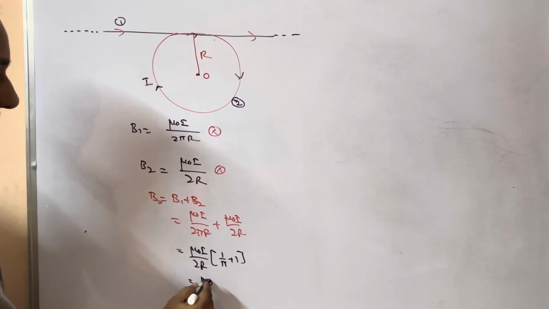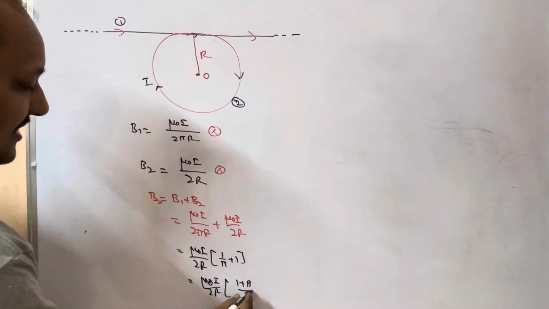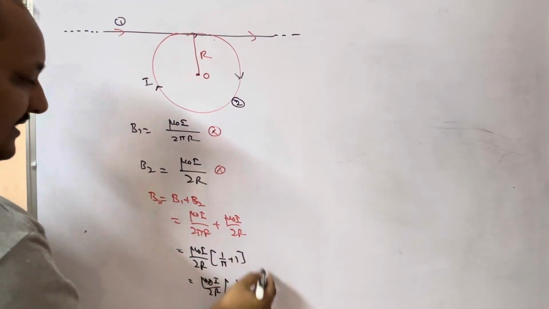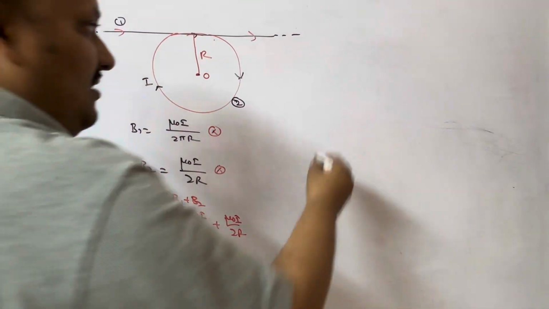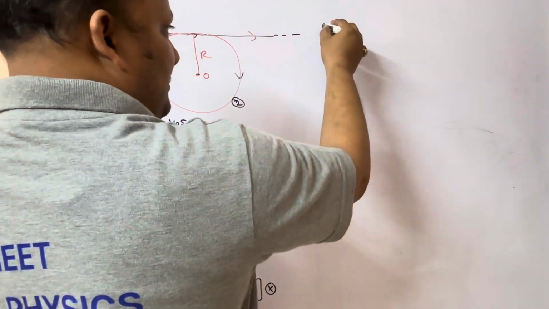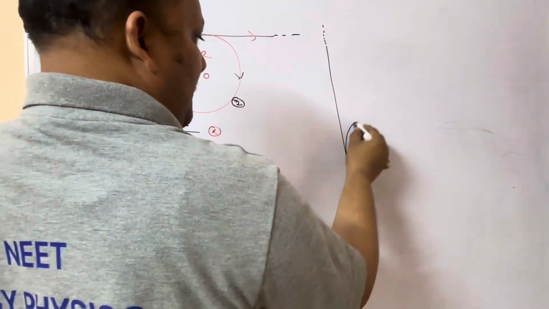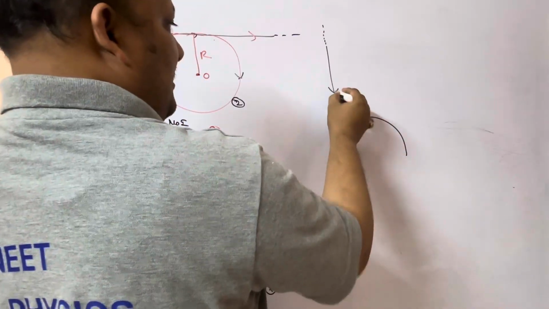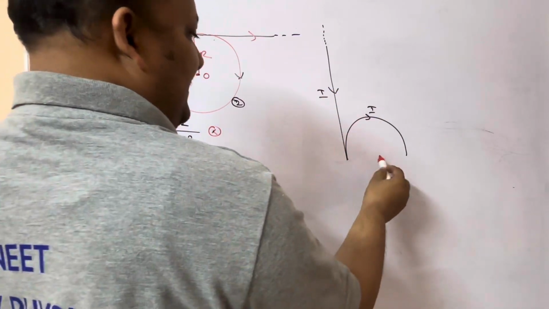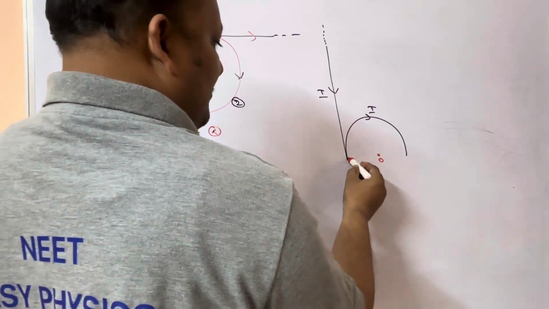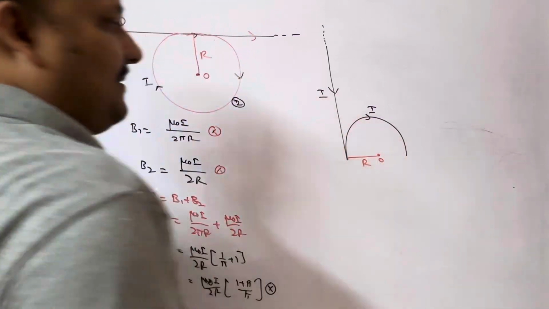How will they give it in the options? Depending on that, you have to rearrange: 1 plus pi by pi. What is the resultant direction? Into the board. Now, this is a similar question with a small change. They have given a semicircular arc with current I. What is the magnetic field intensity at the center O, which is at a distance capital R there?